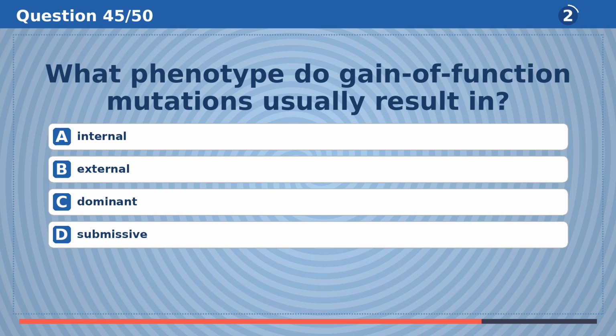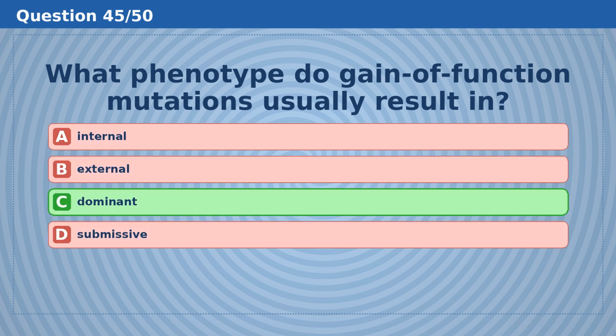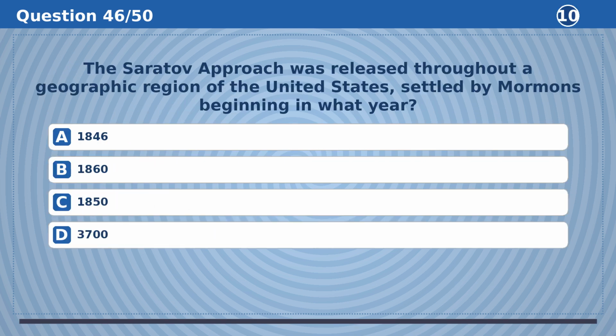What phenotype do gain-of-function mutations usually result in? The answer is C, dominant.